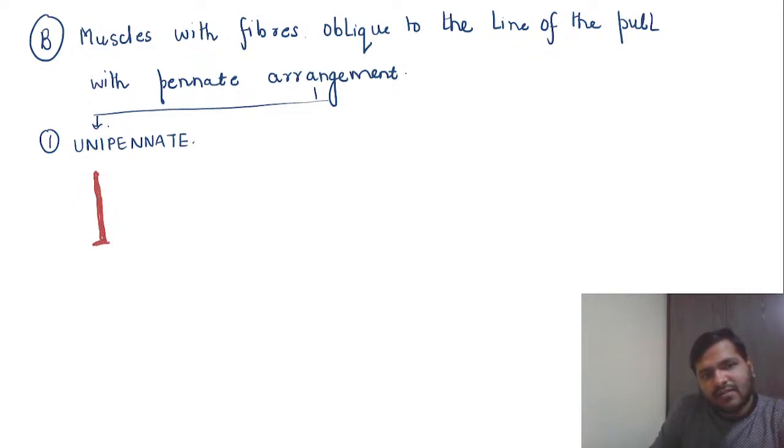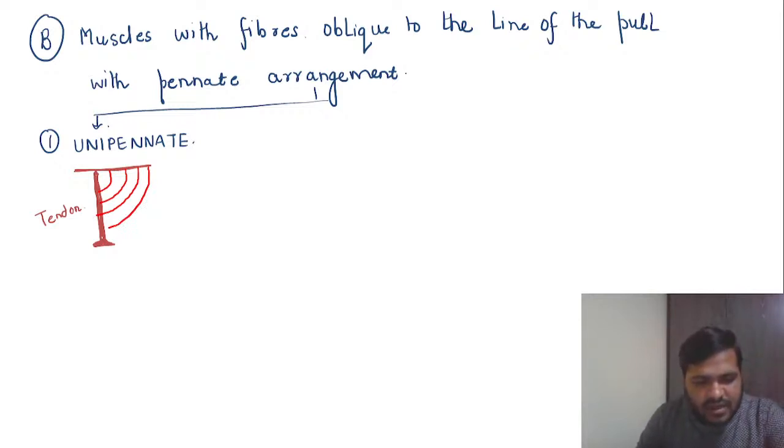So let us just understand with the help of a diagram. Just wait. It is just like the feather. For example, this is the tendon, and to this tendon the muscle fibers are attached like this. This is called pinnate arrangement. Beta, pinnate basically means like the wings of a feather, which are very much symmetrical. So this is the pinnate arrangement of the muscle, like the wings of a feather, attached to the tendon.